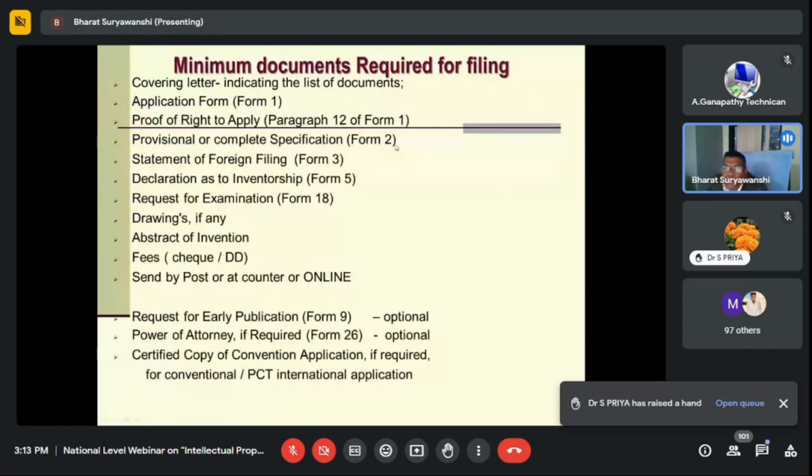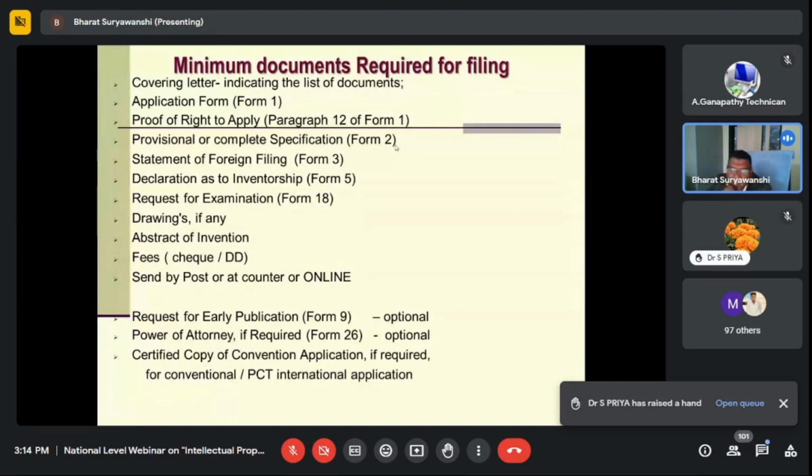What are the minimum documents required for patent filing? A covering letter indicating the list of documents, then Form 1, wherein all the applicants' details are supposed to be filled. In that, paragraph 12 is to be signed by all the inventors who are helping to carry out the research. Again, if you are writing your idea on a piece of paper, that is called a provisional application; the complete one comes with the claims. Form 2, then you have to give details. Form 3 is for foreign filing, where you are filing in a foreign country and mentioning India. Form 2 is for a provisional or complete application.